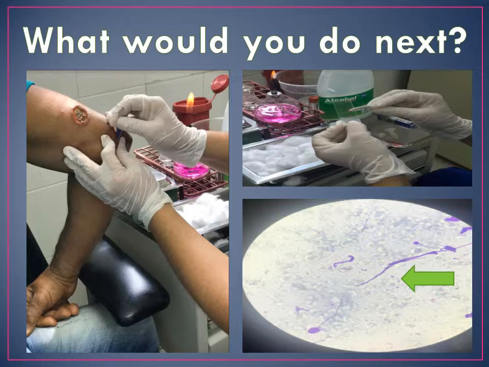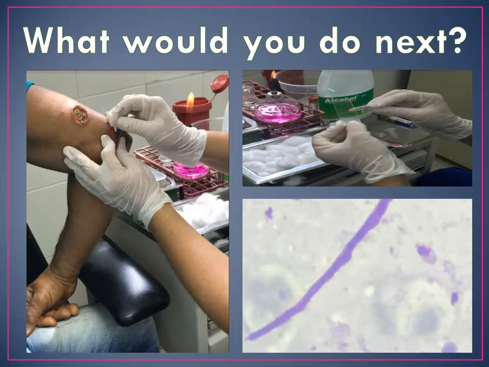What we visualized was a structure that confirmed the diagnosis. Does anybody know what the structure is on the bottom right? This is an amastigote.